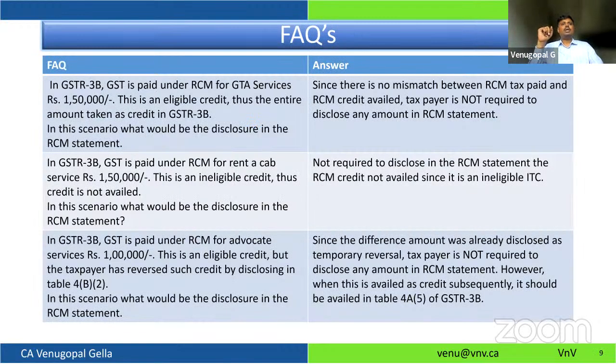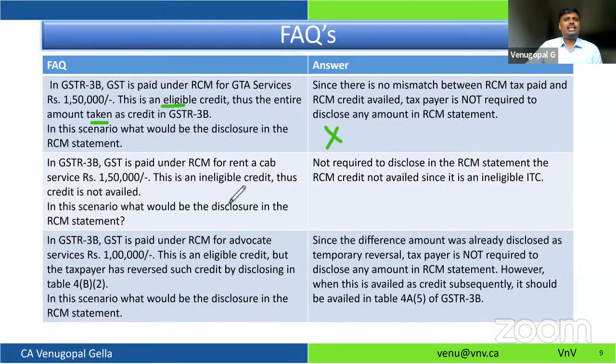Certain FAQs. Now, in GSTR 3B, GST is paid under RCM for GTA services, let's say 1.5 lakh. This is an eligible credit and the entire amount is taken as credit in 3B. In this scenario, what is the disclosure to be taken? The answer is obviously no, because you have paid the liability and taken the credit, no issue. In the first scenario, it is an eligible credit and I have availed it, so no action is to be taken.